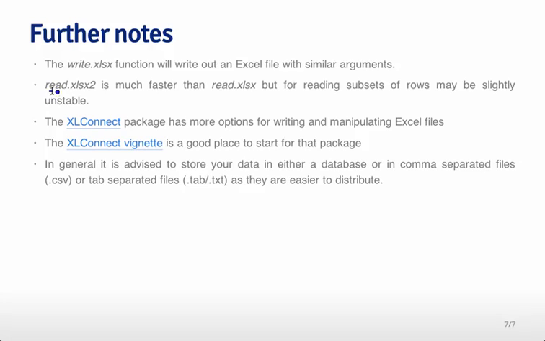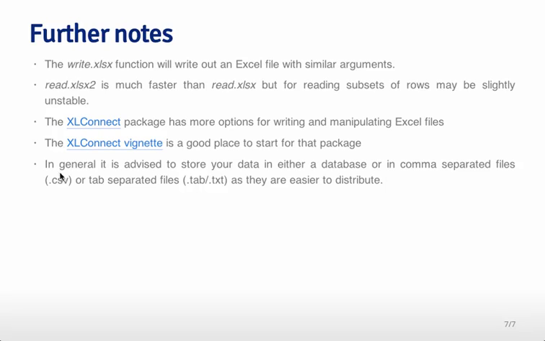read.xlsx2 I've found is quite a bit faster than read.xlsx, but especially if you're reading subsets of rows, it might be a little bit unstable, at least in my experience. XLConnect, as I mentioned, is a lot more flexible for reading, writing, and manipulating Excel files. So if you really need to do a lot of serious processing of Excel files, I found that XLConnect might be a little bit better.